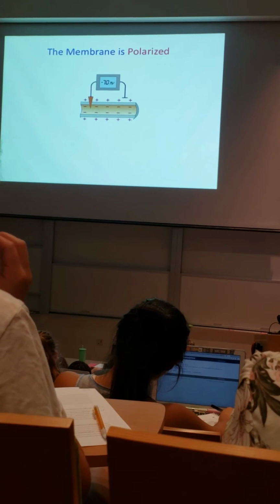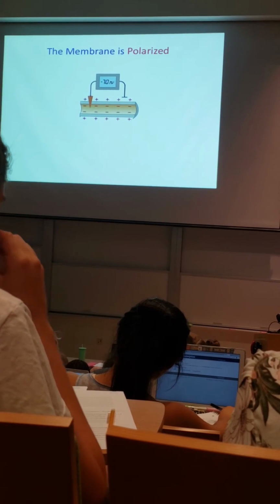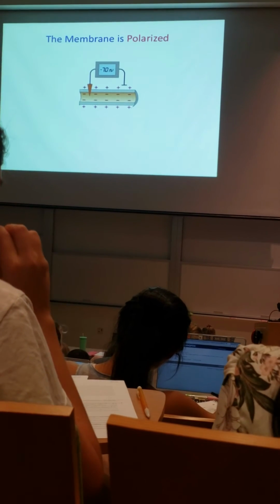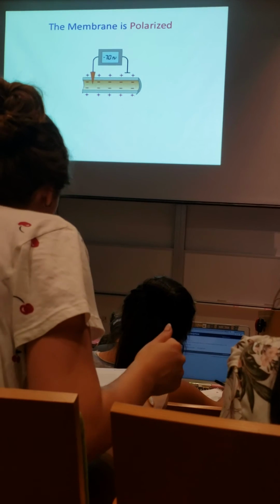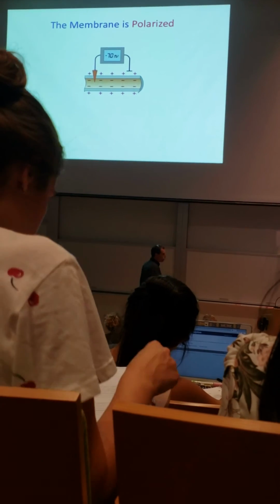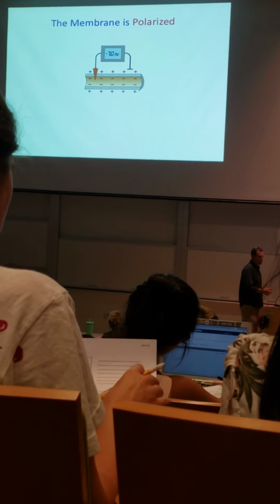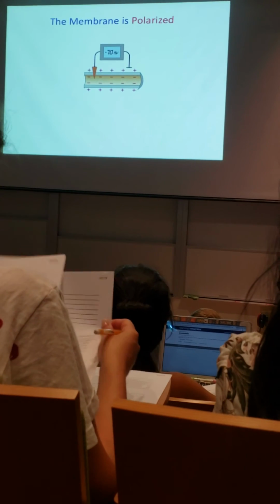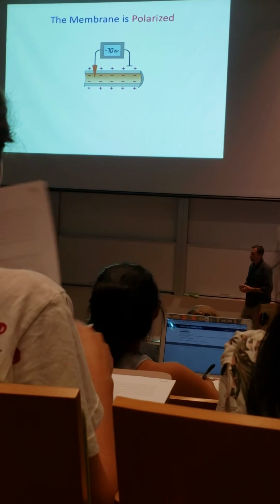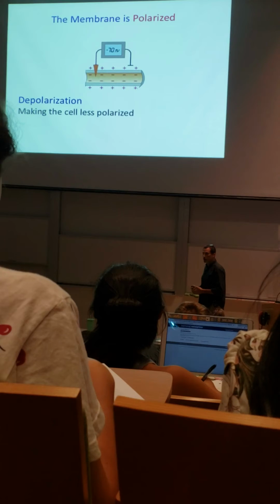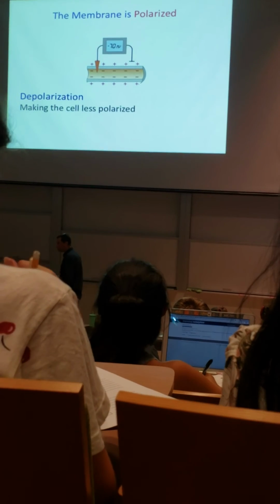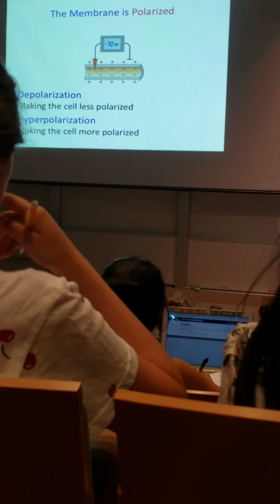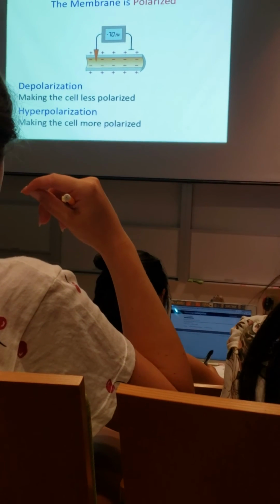Okay, now the membrane, as we said, is negative, the membrane potential, right? It's negative 70 millivolts. We can also use the word polarized, polarized in the sense that it's not zero. Anything that is not zero is polarized. Now, this was resting state, but we actually can change things and we can make it less or more polarized. Depolarization is the process in which we are making the cell less polarized, and hyperpolarization is making the cell more polarized.